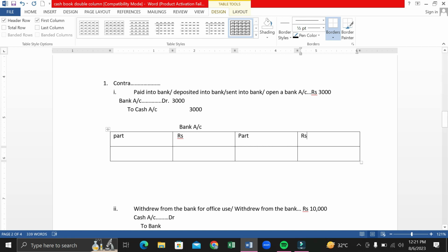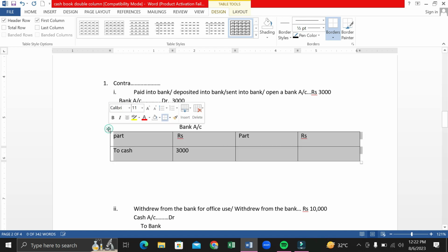For example, we prepare a bank account. When we prepare a ledger of a bank account, we just have to focus on the bank account. The bank account is debited, and the reverse of it, that is cash, will also appear on the debit side in the bank account. So we will write on the debit side 'To cash account', and the amount will be transferred as 3000.